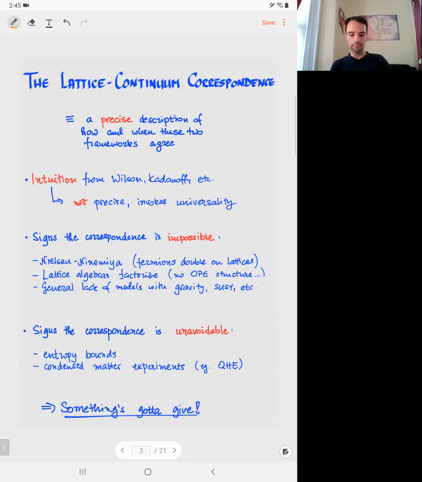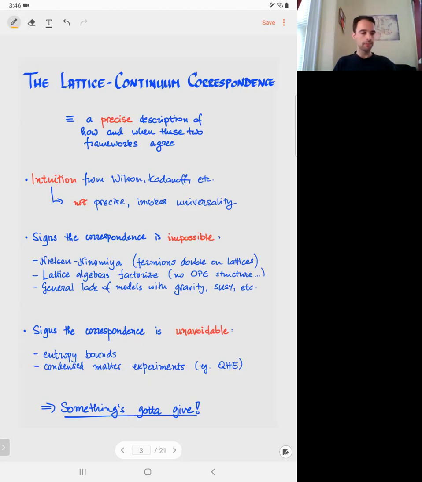But then there are also signs that a correspondence like this really has to exist. One sign, which again, these are not theorems, these are not necessary conditions, but things that are good to keep in mind. One sign that especially high energy physicists might like is the fact that even continuum field theories have things like entropy bounds. So you really should not expect that you can have an infinite dimensional Hilbert space in a finite volume of space, because that would signal trouble if gravity is included.